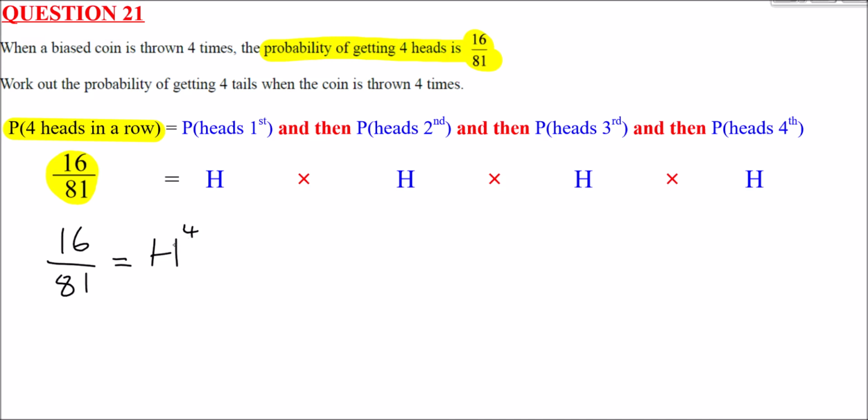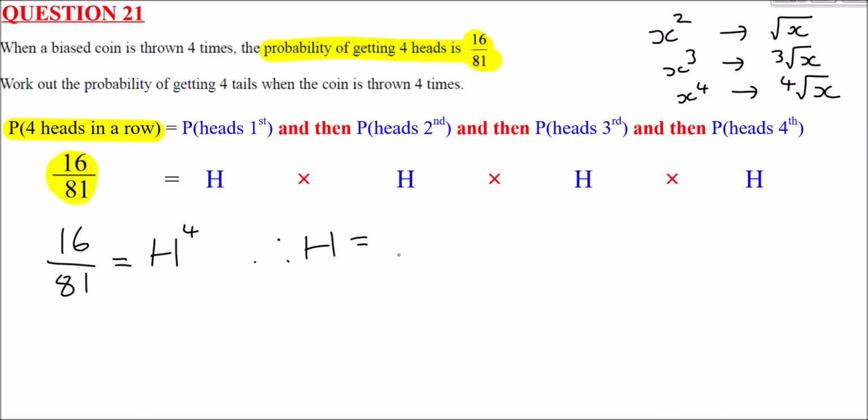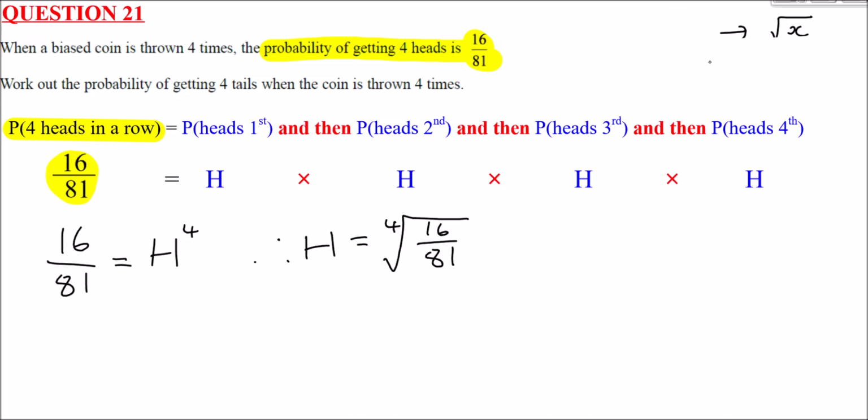At this particular moment, we need to think of how to undo doing something to the power 4. Well, if we wanted to work out what x was, if we had x squared, we'd square root. If it was x cubed, to undo that, we'd do the cube root. And in the same way, to undo to the power 4, we take the 4th root. And so H is going to be the 4th root of 16 over 81. Essentially all I mean is, what value, when it's multiplied by itself 4 times in a row, would give you 16 over 81? So the calculator can do this, which I'm going to show you now.